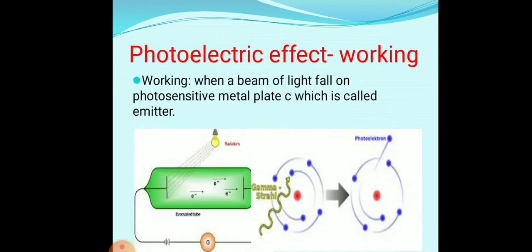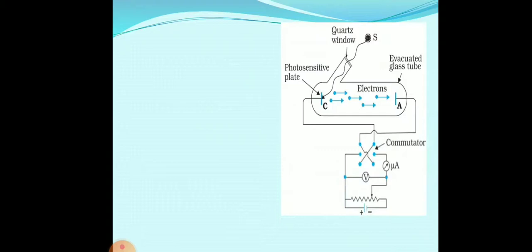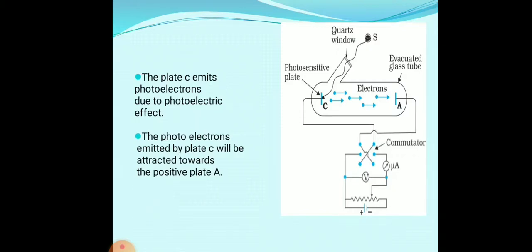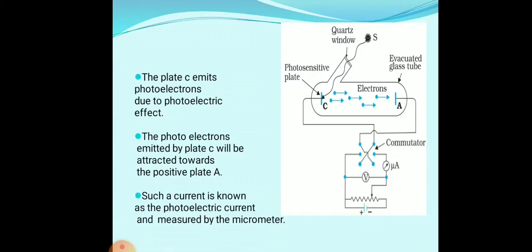Now going to see the working of the photoelectric effect. When a beam of light falls on the photosensitive metal plate C, which is called the emitter, this is the diagram of the photoelectric effect. The plate C emits photoelectrons due to the photoelectric effect. On the left side we see that C emits the photoelectrons. The photoelectrons emitted by plate C will be attracted towards the positive plate A. Such a current is passed, and this current is known as the photoelectric current, which is measured by a micrometer.